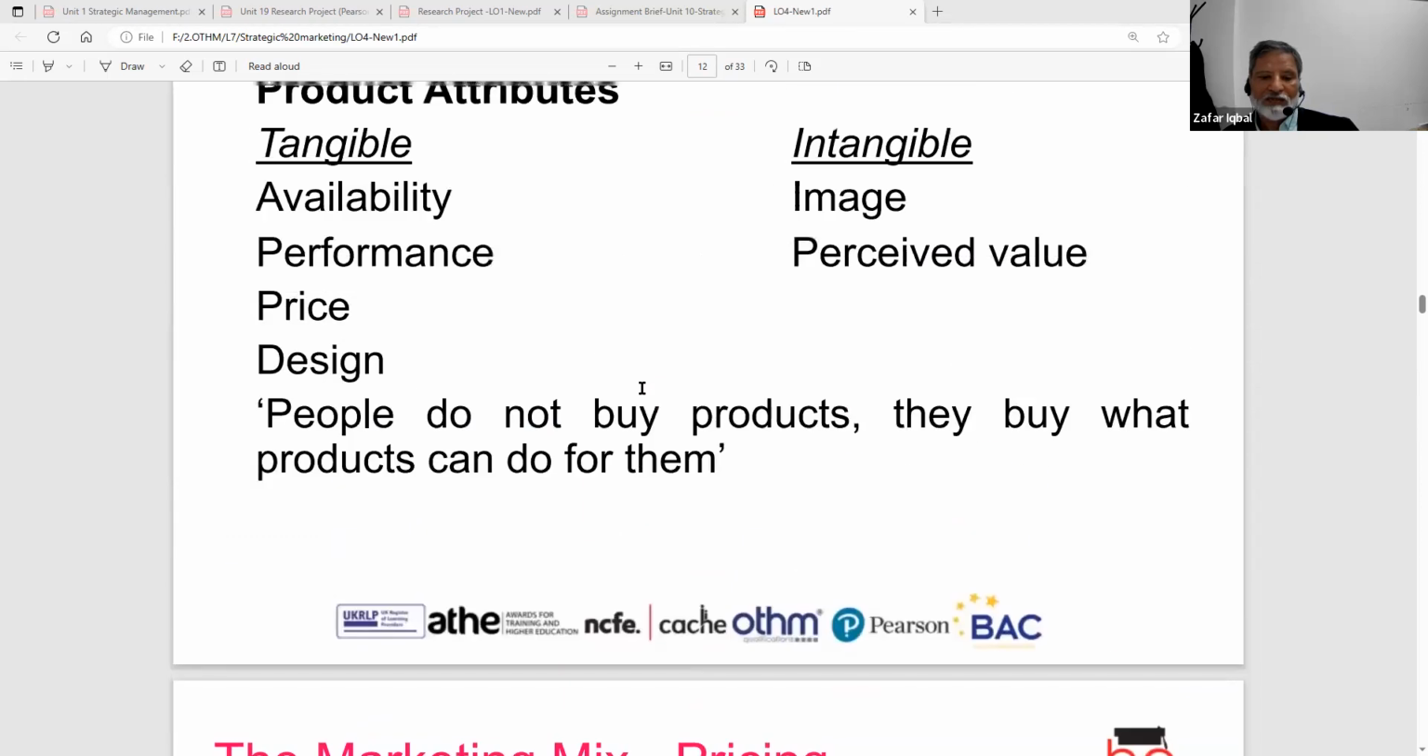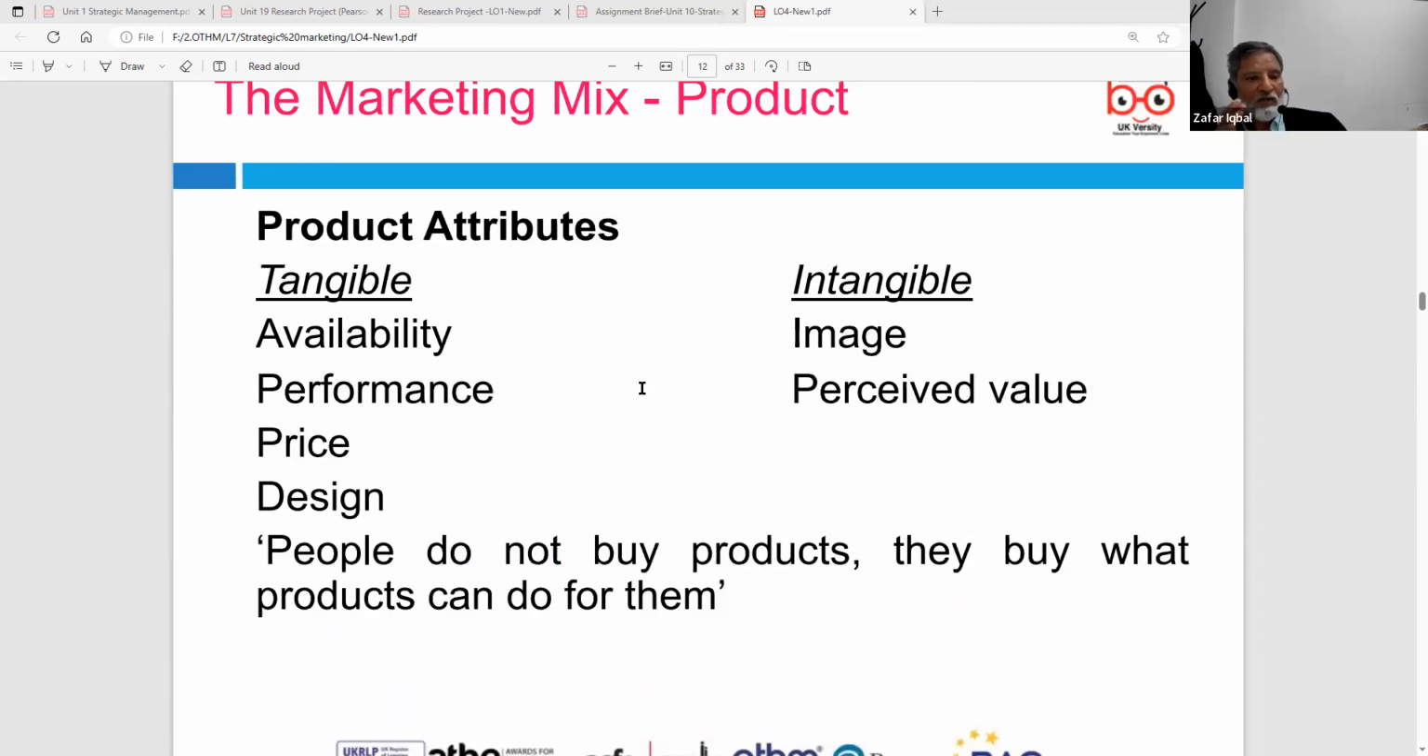Okay, the product is right for the people, and it's available. For example, if it's a tangible product, it must be available. It must perform its function for which it was produced, and it has a price tag designed for good design, better design. If it's an intangible product like a service, for example, it should have an image, it should have value, and so people don't buy products, they buy what products can do for them.